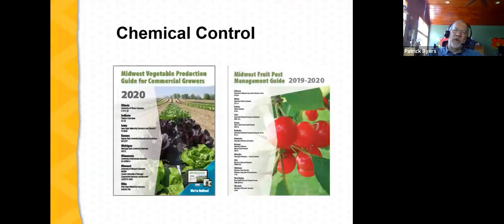A couple of very useful guides from the standpoint of plant protection chemicals, both organic and non-organic, are these two production guides, the Midwest Vegetable Production Guide and the Midwest Fruit Pest Management Guide. Both of these are updated regularly. They're available in hard copy, and they're also both available online as downloadable PDFs. If you do just a quick Google search for Midwest and then add in Vegetable Spray Guide or Fruit Spray Guide, you will come to these particular publications. Extremely helpful, very useful guides.